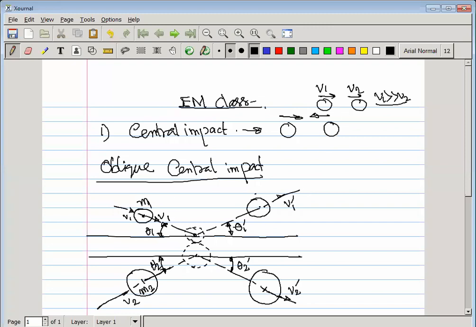In the previous lecture I told you about bodies in the same line of action. That is the case of normal central impact. Now we are considering v1 and v2 with different lines of action, and they collide after a certain time, then again go at different angles. So this is the condition.